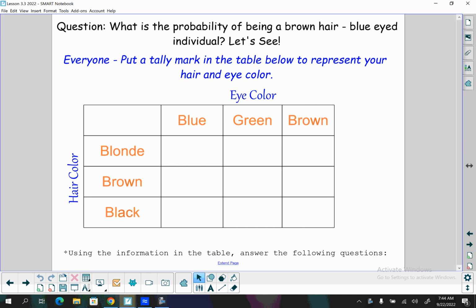individual. Okay, so what I need everybody to do first is to come to the front of the room and just put a tally mark in the one box that you feel like best fits your hair and eye color. Okay, and it's up to you if you want to go with natural hair color, dye. Just you pick. Okay, pick one, put it in the box. Go.